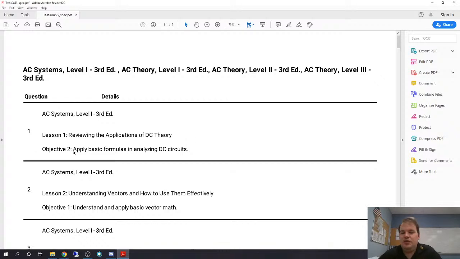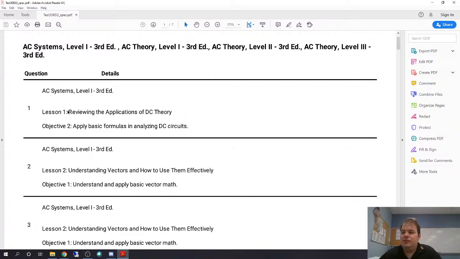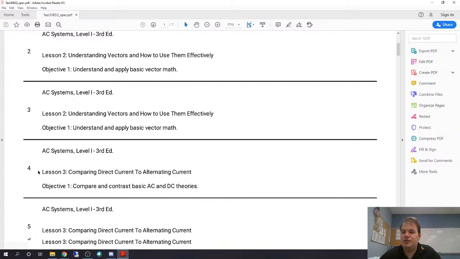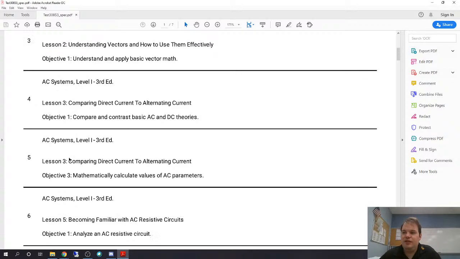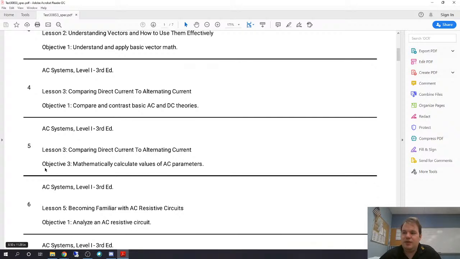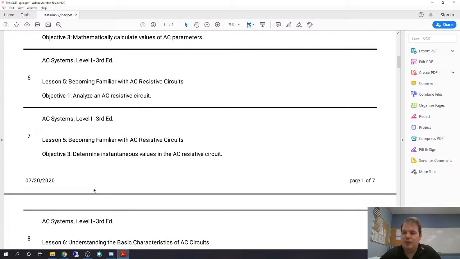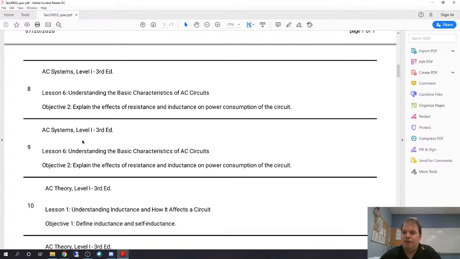And then under that, question 1 is going to be coming out of AC Systems. It's going to be coming out of Lesson 1, and it's the second learning objective of that, so that kind of gives you an area of the lessons. But it's going to be covering applying basic formulas in analyzing DC circuits. And that's question 1. Then question 2 is vectors, 3 is vectors, 4 we move into lesson 3. There's 2 in lesson 3. We skip lesson 4 entirely. We go to lesson 5, have a couple in lesson 5, have some lesson 6 stuff, and that's it for AC Systems. So the first 9 questions are out of AC Systems.